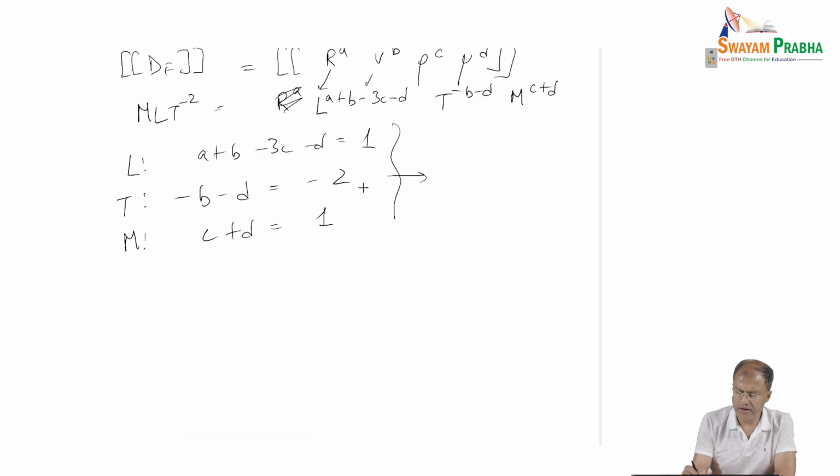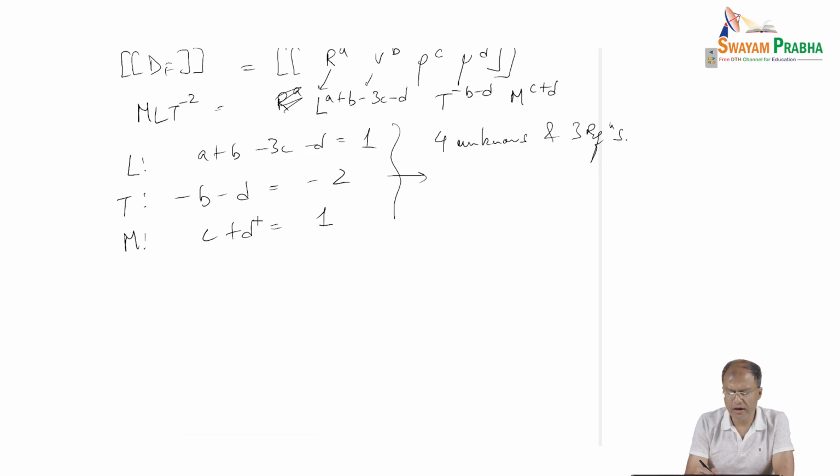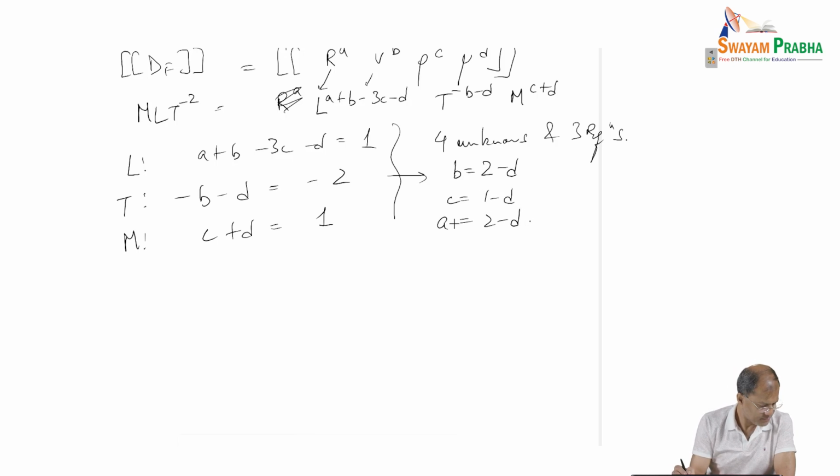And now notice that we have four unknowns and three equations. Which means that we can always find all the variables A, B, C, D in terms of at least one unknown. Let us say that the unknown is D. So we solve these three equations: B is 2 minus D, C is 1 minus D, and A is 2 minus D.